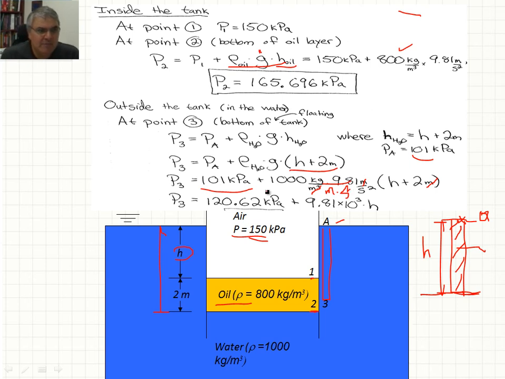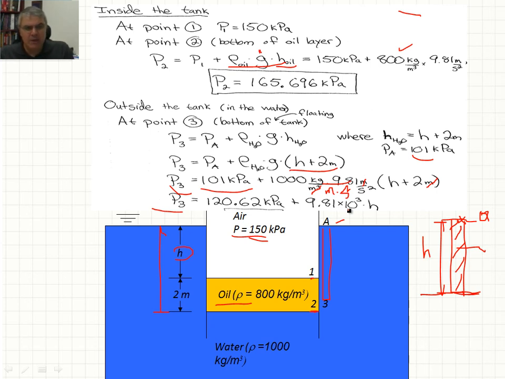So anyways, that was the main point. The main point here is how to calculate the pressure at a particular point, in this case, point 3. So we are going to have an equation with the answer expressed in terms of a number plus 9.81 times 10 to the power 3 h. And that's also important to realize. So P sub 3 is expressed in terms of h.